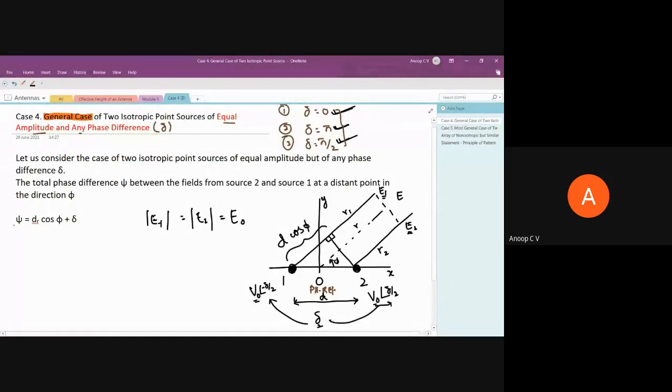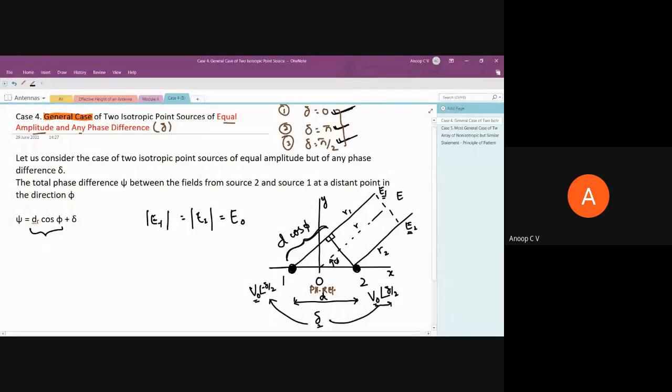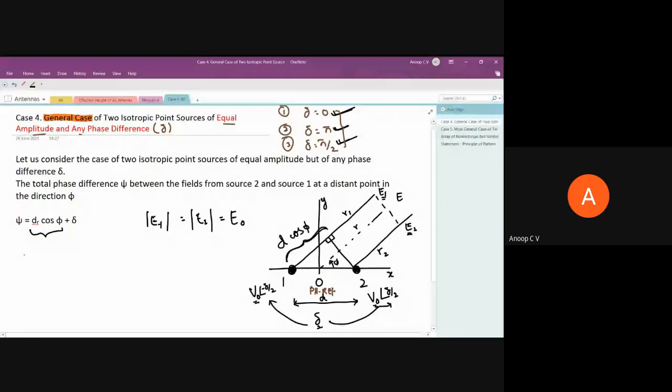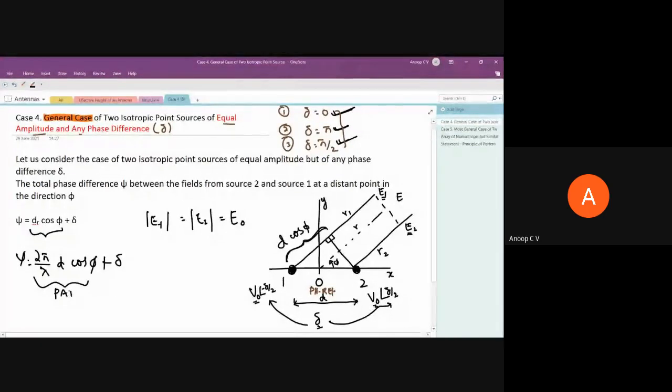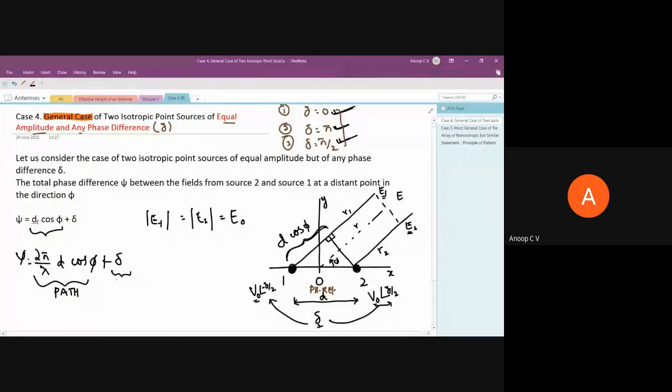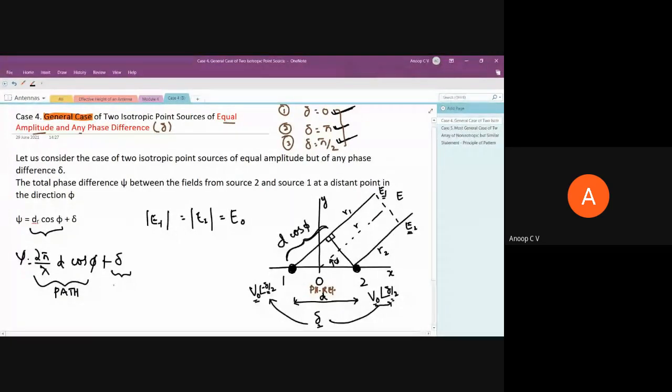But look at the total phase difference. Due to the path difference d cos phi, the corresponding phase difference is d r cos phi. I can write psi equal to 2 pi by lambda times d cos phi plus delta. This much is due to the path difference, and here I am adding delta, which is due to the initial phase offset between the sources.